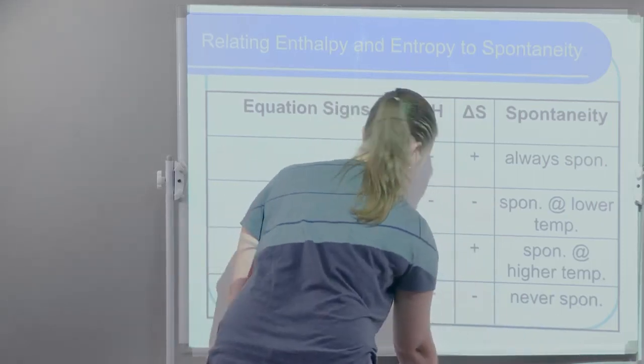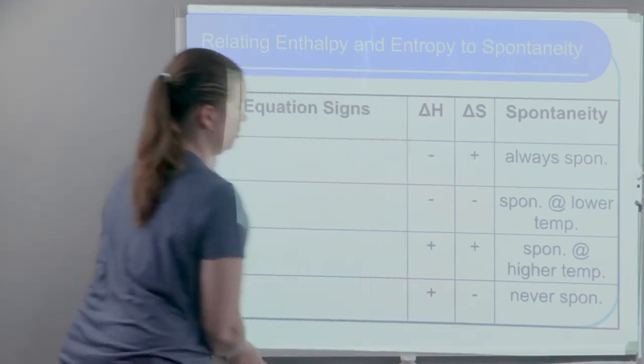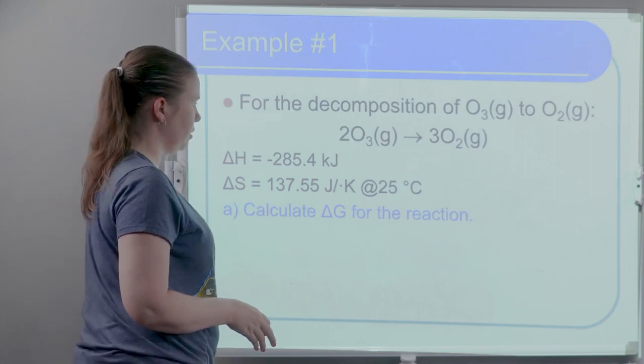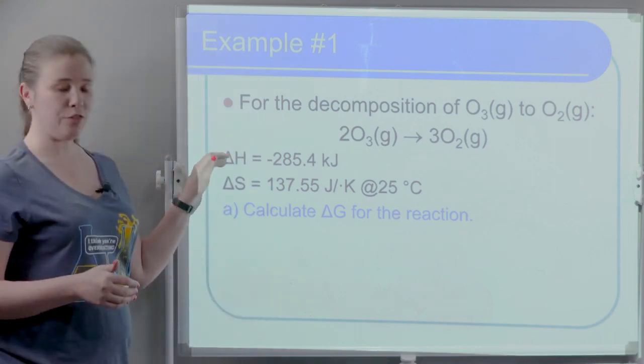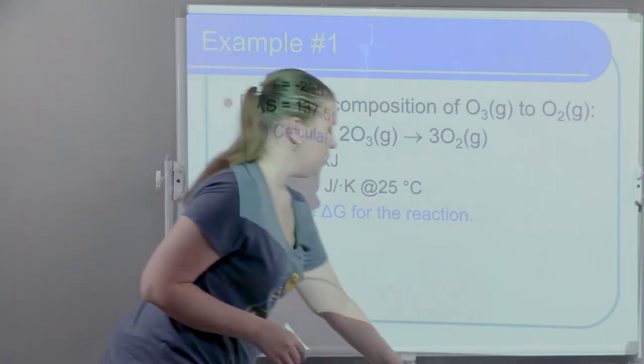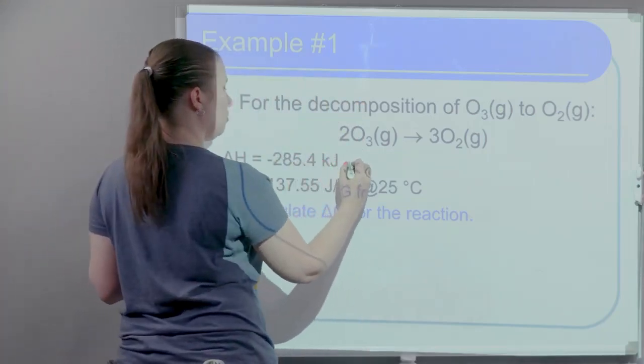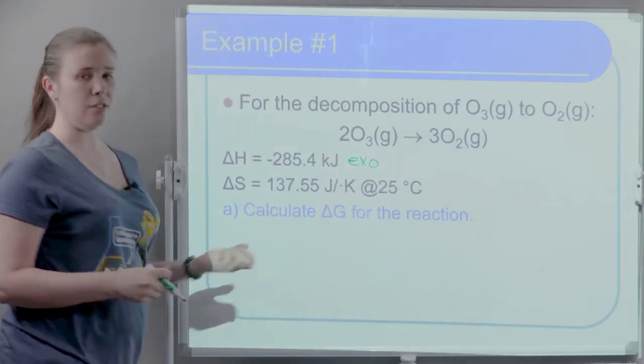Last thing that we want to do is look at the calculation itself. So here's our first example of how to calculate delta G. So it's giving us the enthalpy, which is negative. Is that good or bad? Do we want a negative delta H? That would mean it's exothermic, which is a good thing.